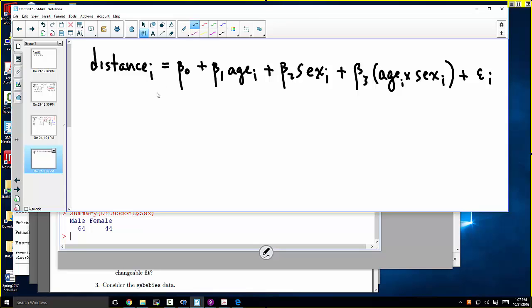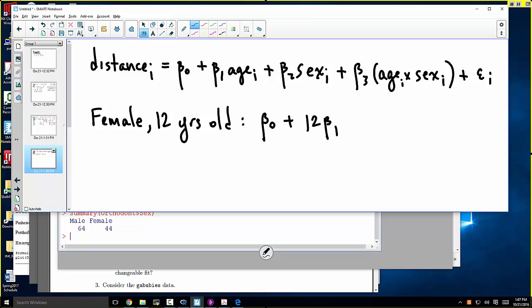for a female who is 12 years old, the model says beta 0 plus 12 beta 1, period. Because gender is coded such that females are 0, males are 1 for sex. For purposes of the model, this is what the model says is the mean distance for a 12-year-old girl.